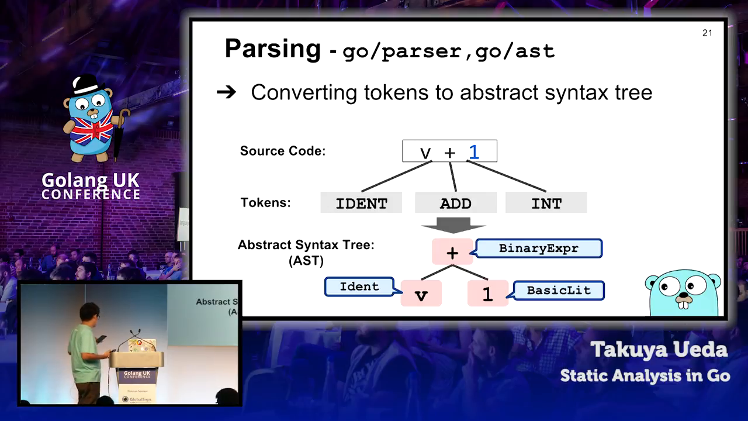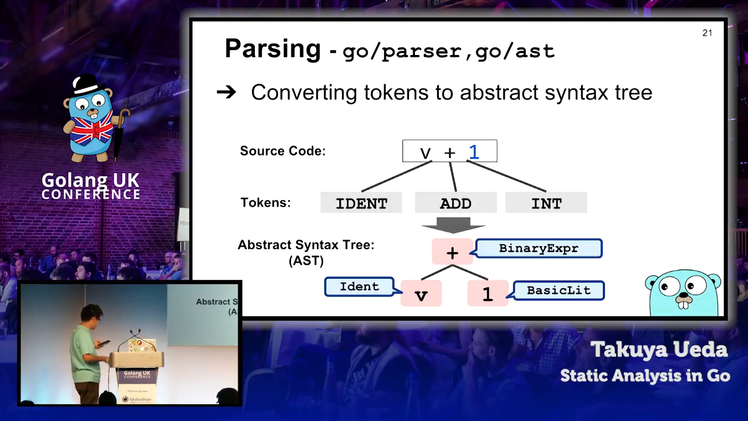The parser converts tokens to an abstract syntax tree, AST. An abstract syntax tree represents a Go program as a tree structure. A tree structure is easy to analyze because you can traverse the tree recursively. For example, there are three tokens which represent the expression v + 1. The parser parses these tokens and outputs an AST, like this.